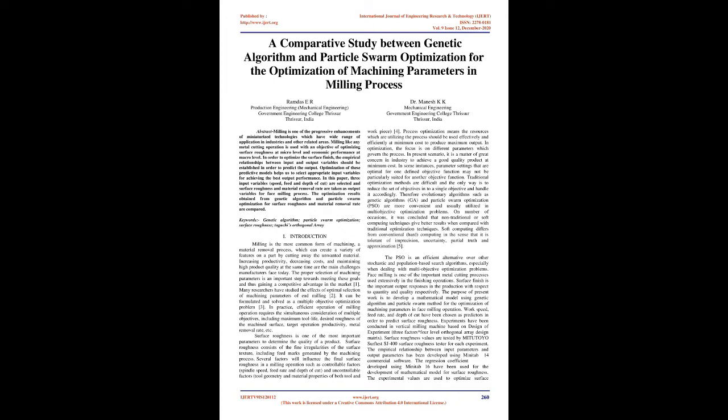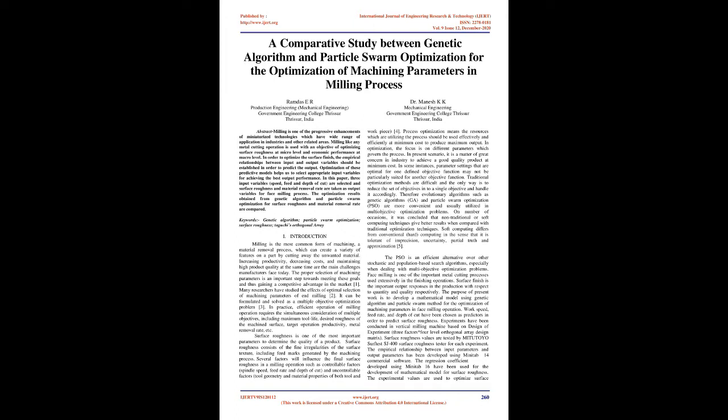Surface roughness is one of the most important parameters to determine the quality of a product. Surface roughness consists of the fine irregularities of the surface texture, including feed marks generated by the machining process. Several factors will influence the final surface roughness in a milling operation, such as controllable factors, spindle speed, feed rate, and depth of cut, and uncontrollable factors, tool geometry and material properties of both tool and workpiece.